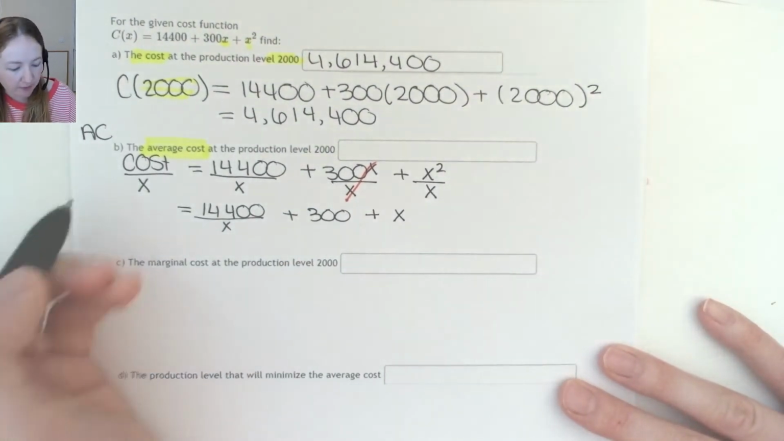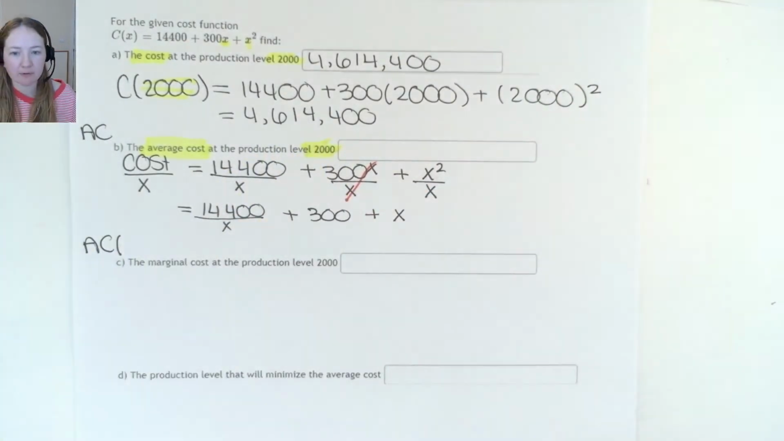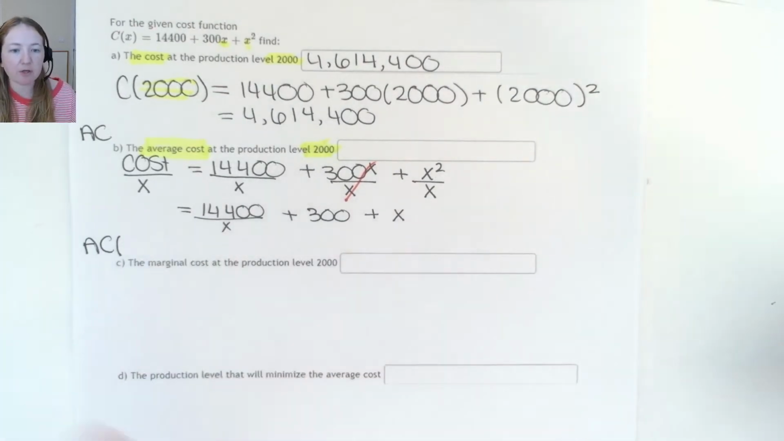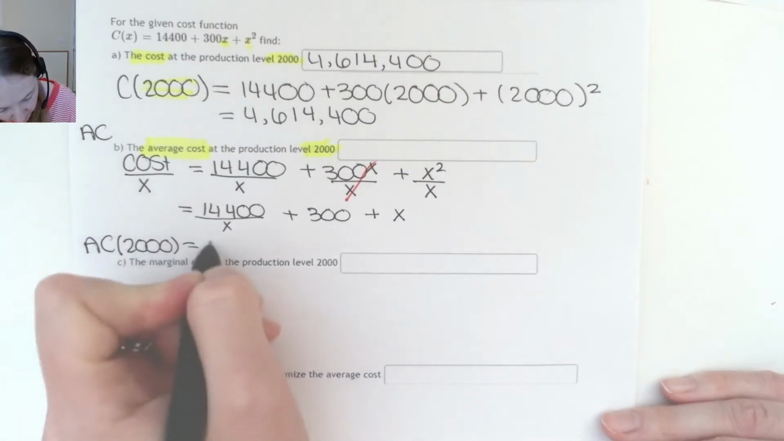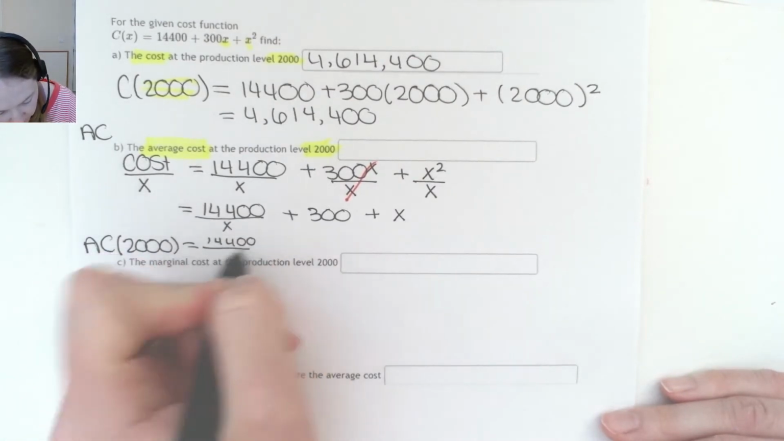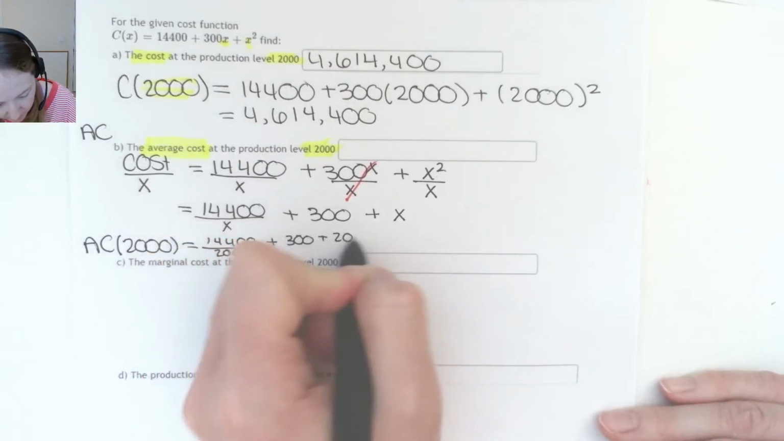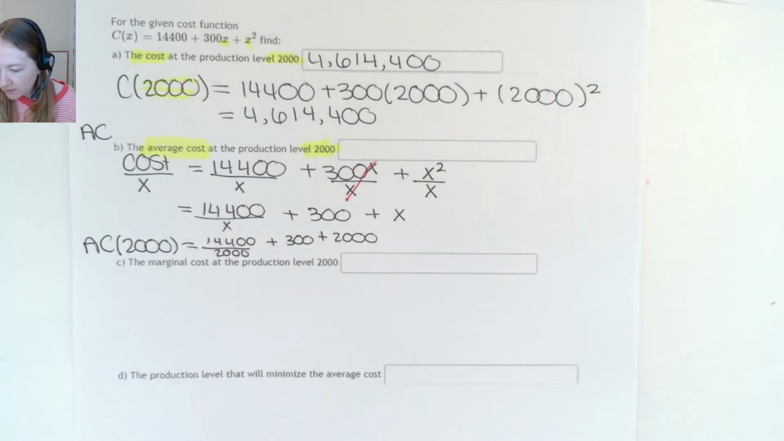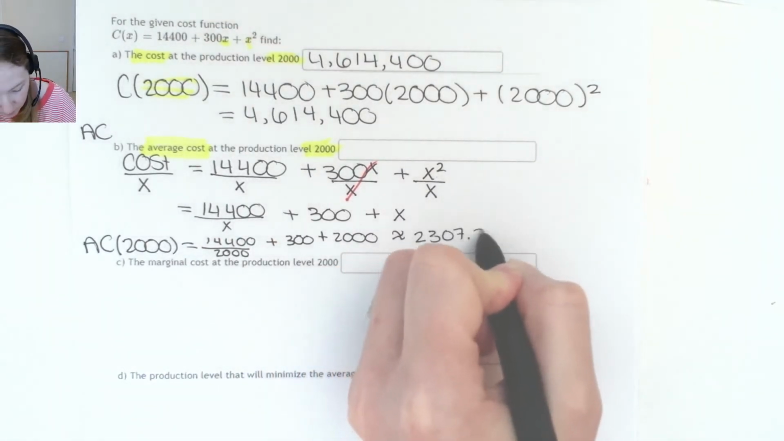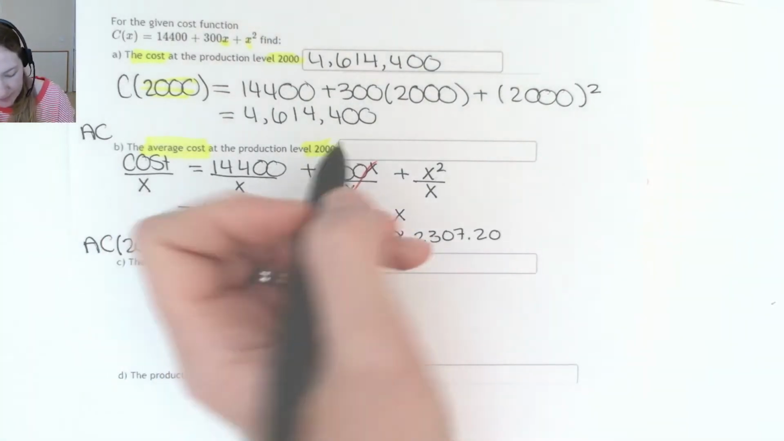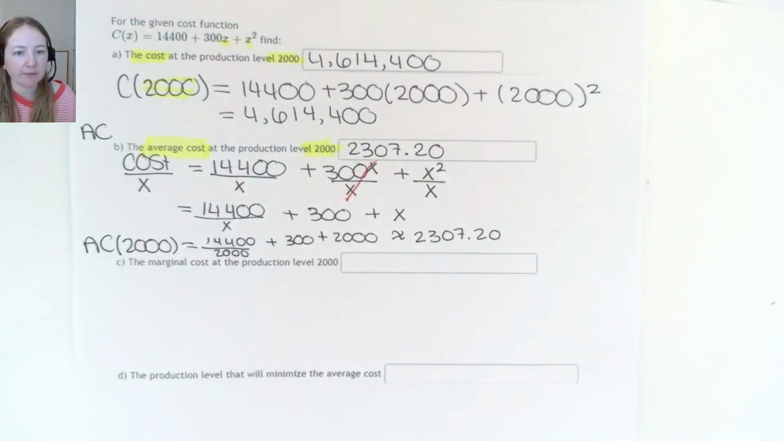Now, specifically, they want the average cost at the production level of 2000. So you're not typing in this average cost, you're going to plug in the 2000. So it's going to be 14,400 over 2000 plus 300 plus 2000. And doing that computation, you will get approximately 2,307.20. So that is the number that we'll plug in for our average cost at 2000.